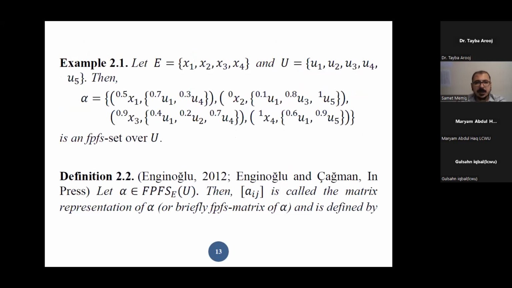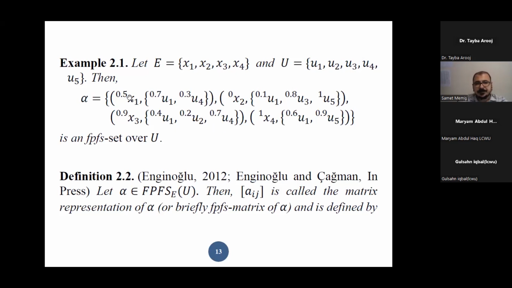Here is an example of the FBFS set. I want to explain this. Here, the parameter set E and the alternative set U, and we can parameterize the alternative sets. For example, these sets can be house alternatives, and these are the parameters related to houses. We can, for example, express the house selection problem using the FBFS set.